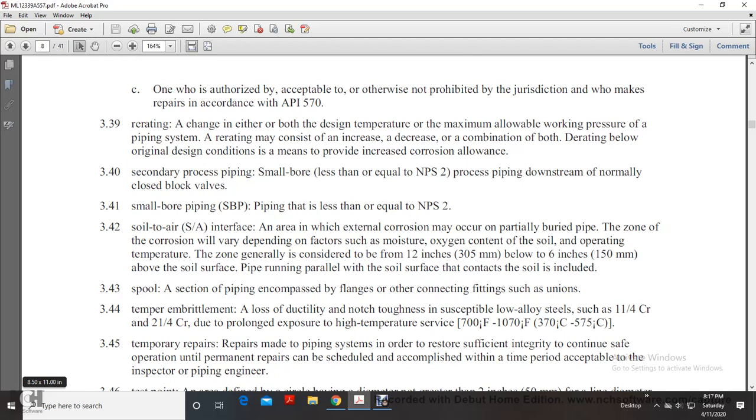Soil-to-air, or S/A, interface. External corrosion may occur on a partially buried pipe at the soil-to-air interface, depending on factors such as moisture, oxygen content, and soil operating temperature. The zone is generally considered to be from 12 inches below to 6 inches above the soil surface, running parallel with the soil surface with the contacting soils included.